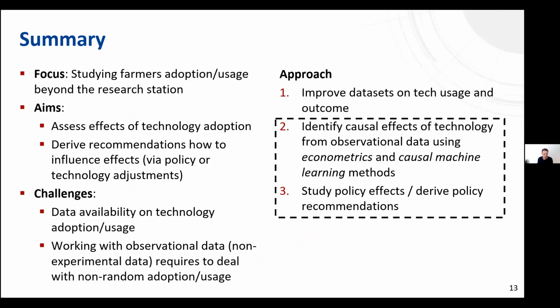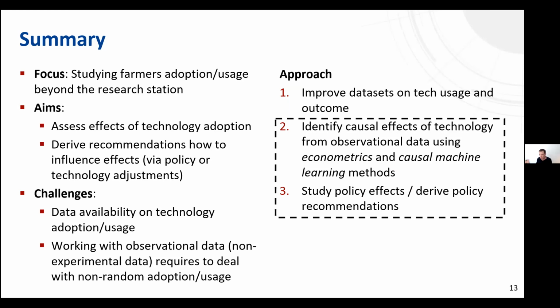To summarize, I hope I'm still in time somehow. So what we're really focusing on is studying farmers' adoption and usage beyond the research station, with the aim to assess the effects of technology adoption, and finally to derive recommendations for policy or tech adoptions, how to influence these effects. The challenge is that we have very little data on that, and if you work with observational data, so non-experimental data, you need to deal with non-random assignment and need to be able to identify causal effects from these observational data.